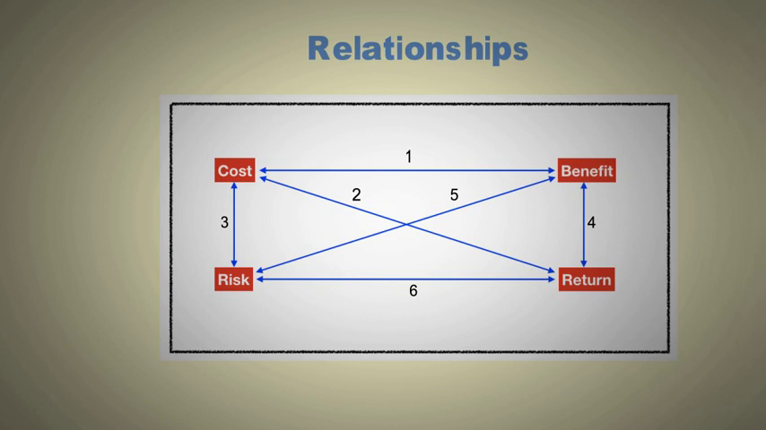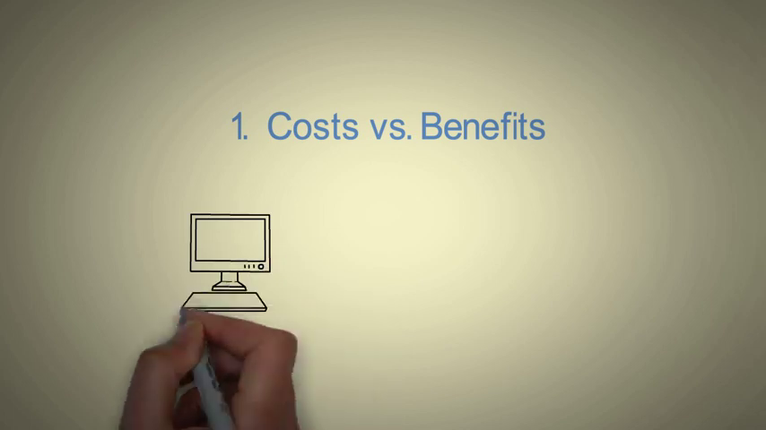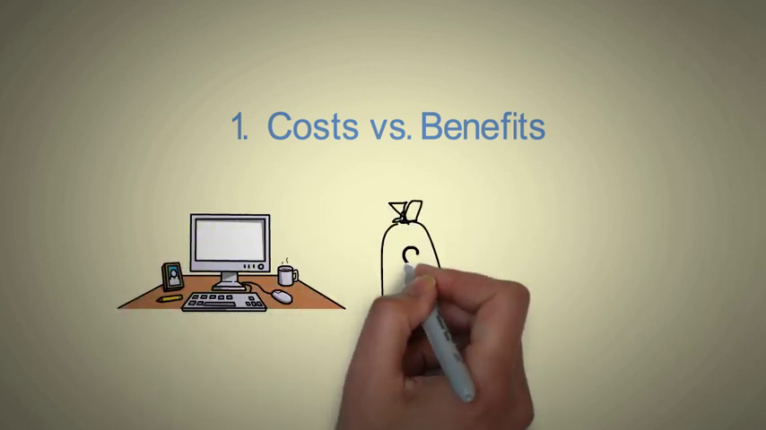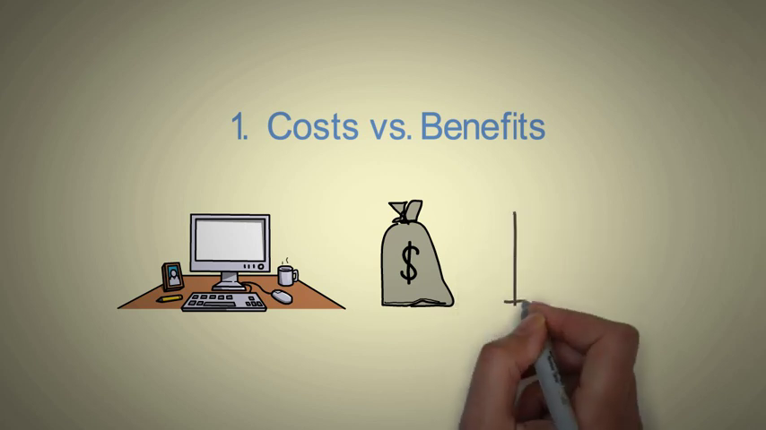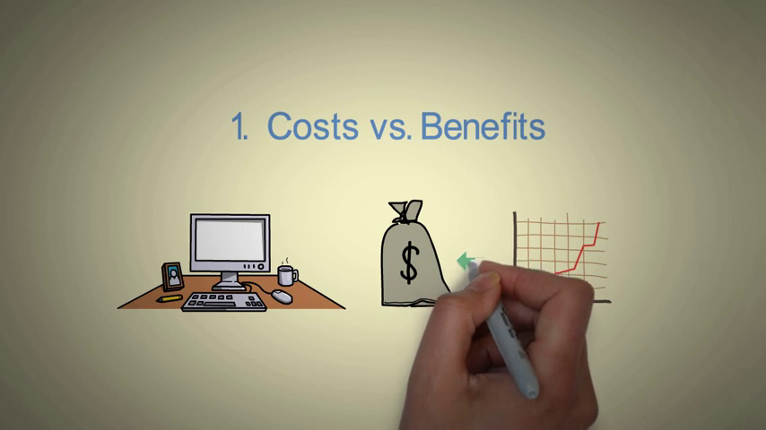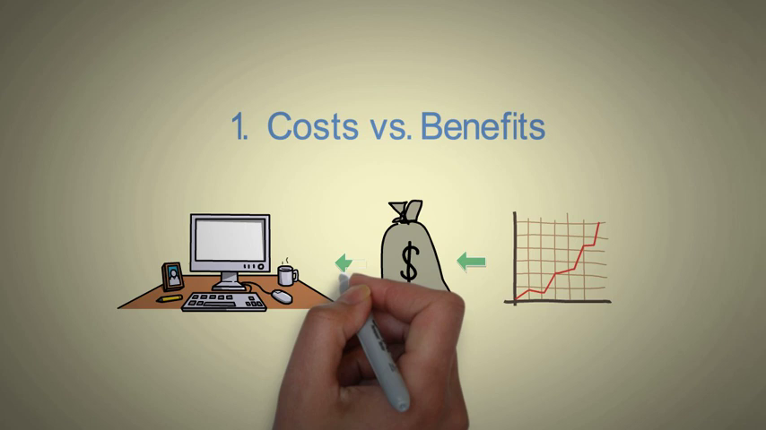Number 1, cost versus benefit. Let's say we're in business and looking at buying new equipment. We would then need to know the exact cost of the equipment and then weigh the potential benefits, possibly increased production, safety, and or profit against the cost. If the benefits exceed the cost, the business person may make the decision to buy the equipment.